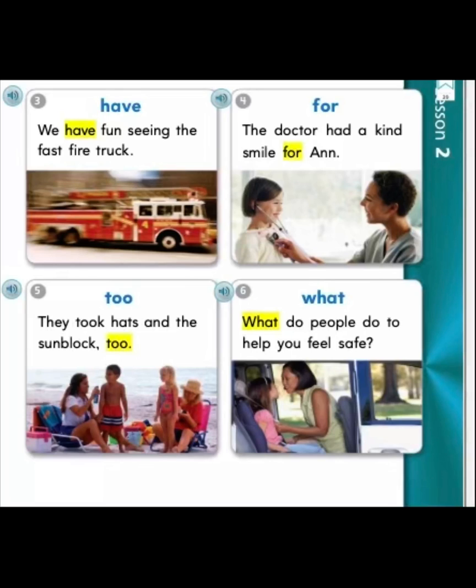4. The doctor had a kind smile for Anne. 5. They took hats and the sunblock too. 6. What do people do to help you feel safe?